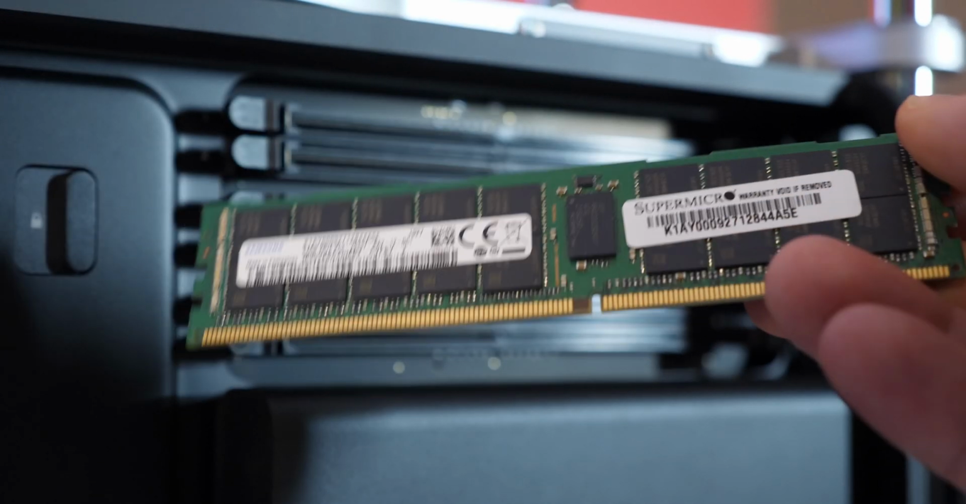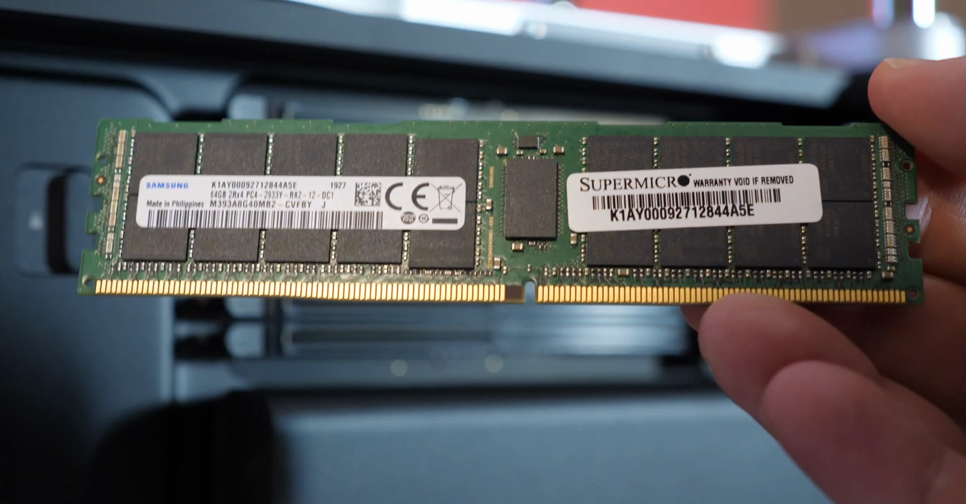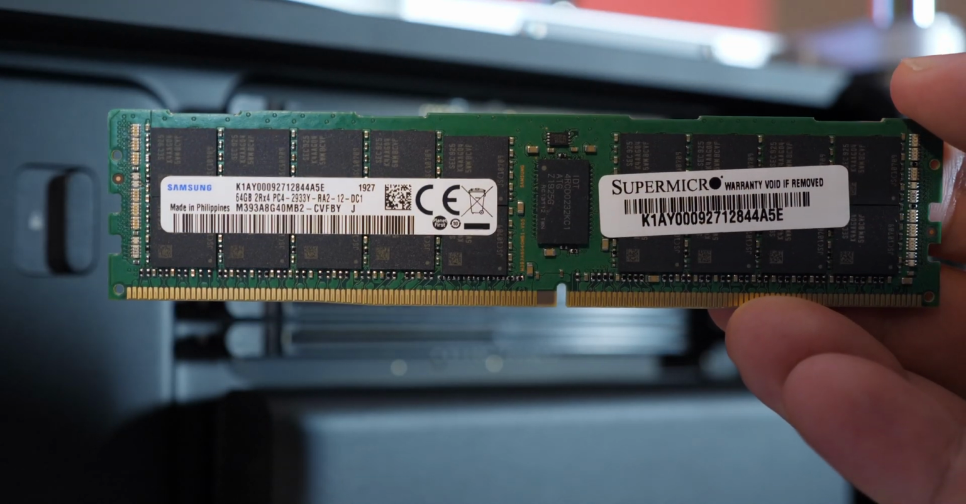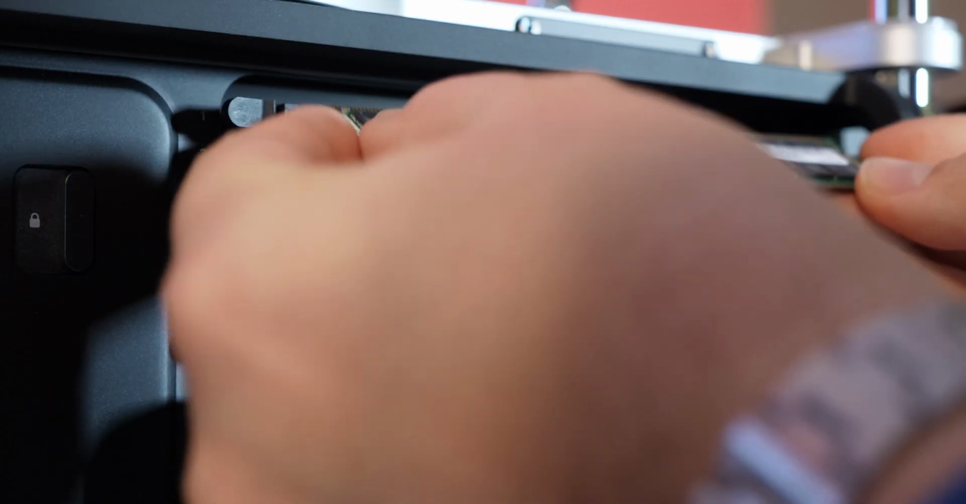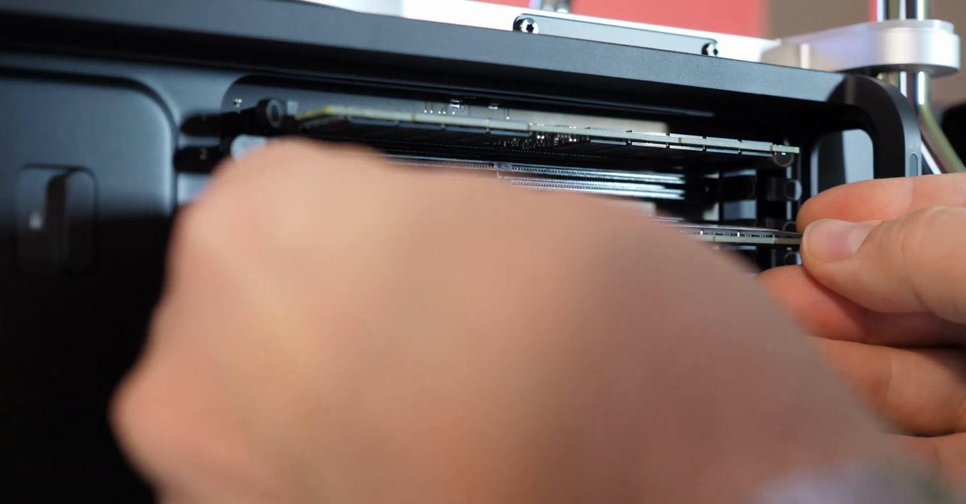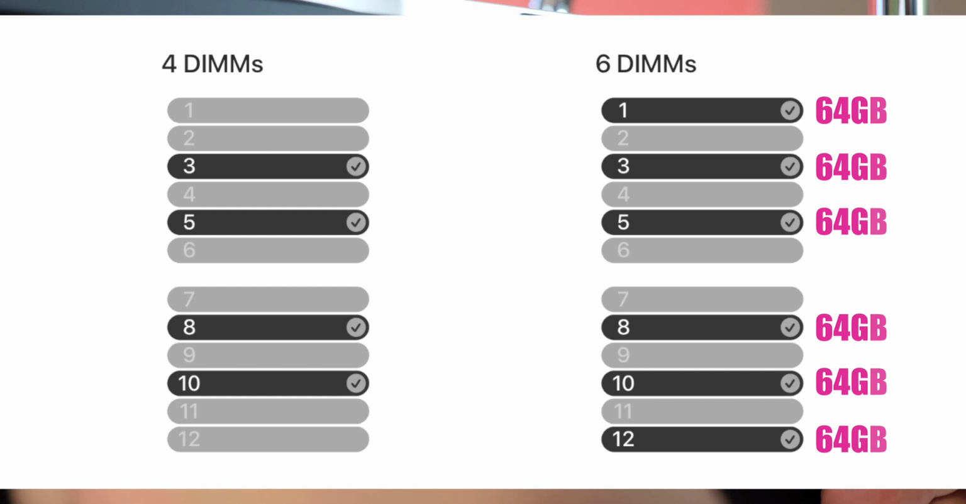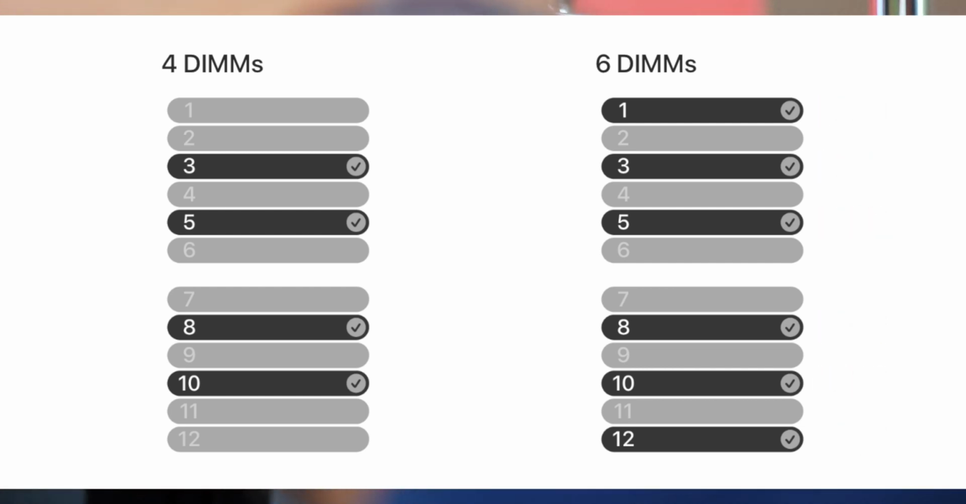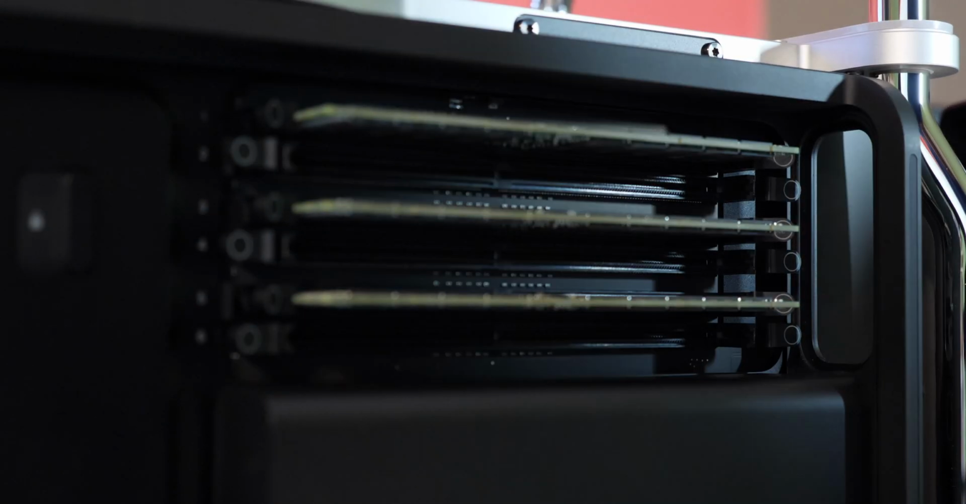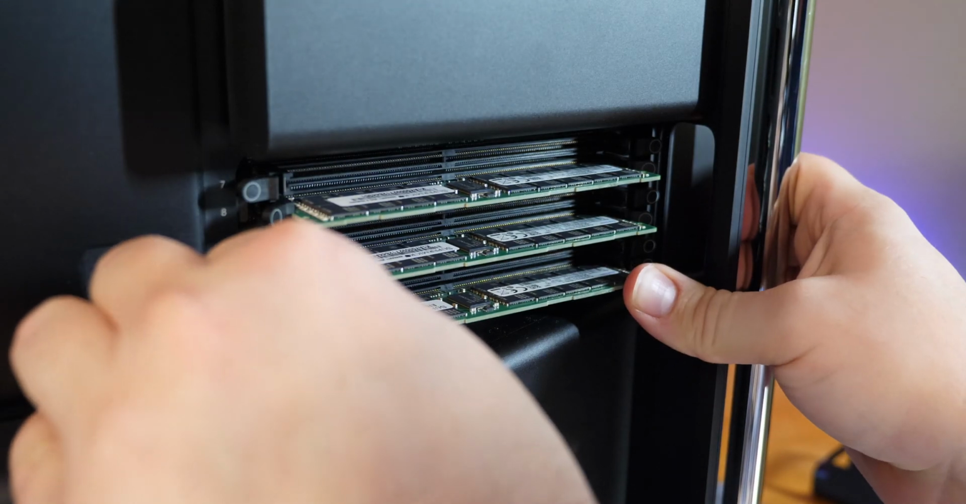DDR4 RAM has 288 pins, however, they're not evenly split. The side with more pins is going to go to the right side and the one with less to the left. Usually this means a sticker or the front of the RAM up for most memory modules. As per memory diagram shown earlier, we are putting our memory in slots 1, 3, and 5 at the top and 8, 10, and 12 at the bottom.